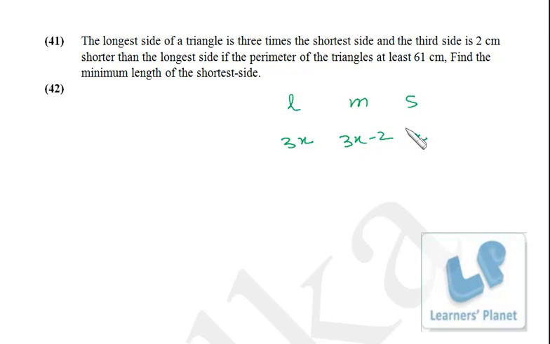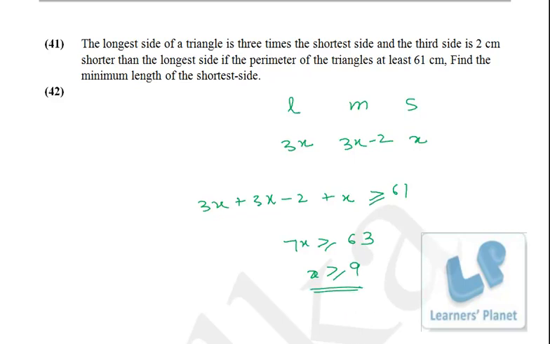Now if the perimeter of the triangle is at least 61 centimeter, that means perimeter is what? Sum of these three. So 3x plus 3x minus 2 plus x is greater than equal to 61. Okay, because at least 61, that means 61 or more. So this is the one relation that we have got. 3 and 3, 6 and 1, 7x is greater than equal to 63. So x is greater than equal to 9.